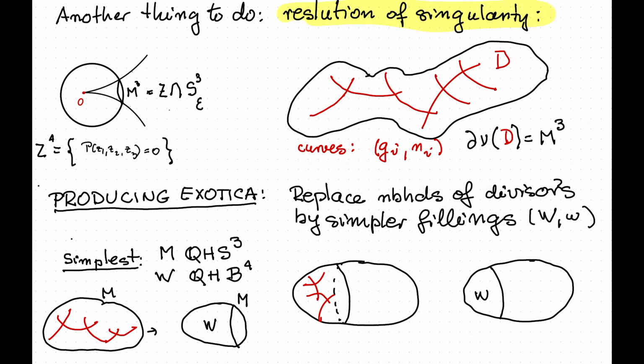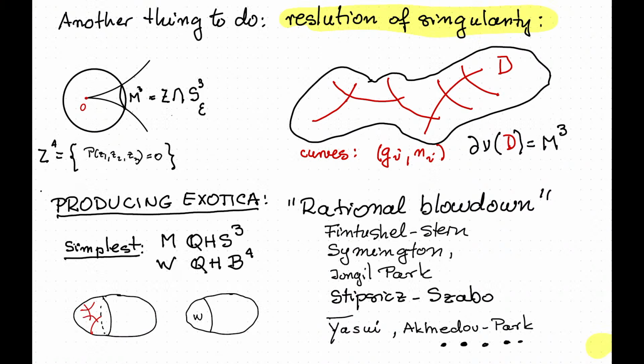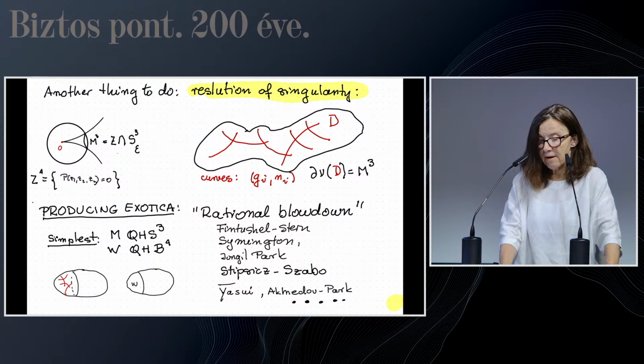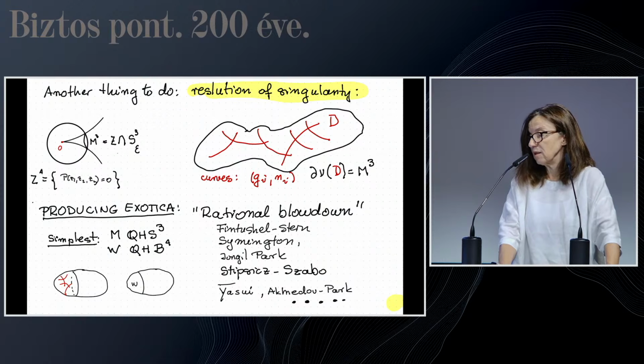For example, if M is a rational homology sphere, we can try and find W that is a rational homology ball and plug in that W instead of the neighborhood of the singularity. So the story is called rational blowdown. It was invented in smooth category first by Fintushel and Stern. Symington showed that it was a symplectic operation, and then John Hill Parks, Dipshit Sabo, and many others used this to find exotica and to find small exotic manifold.